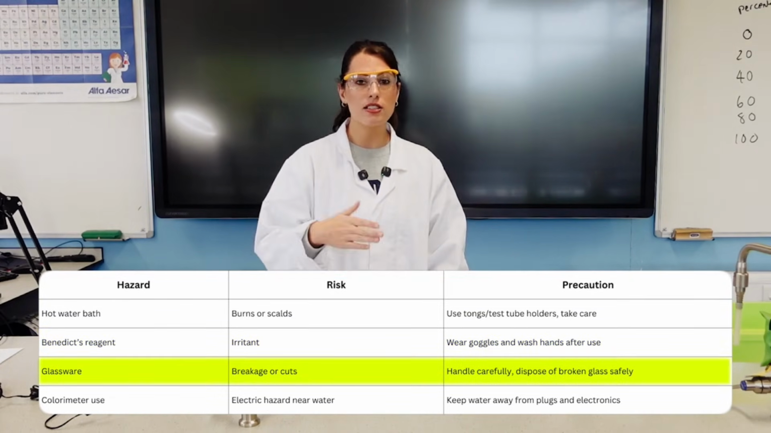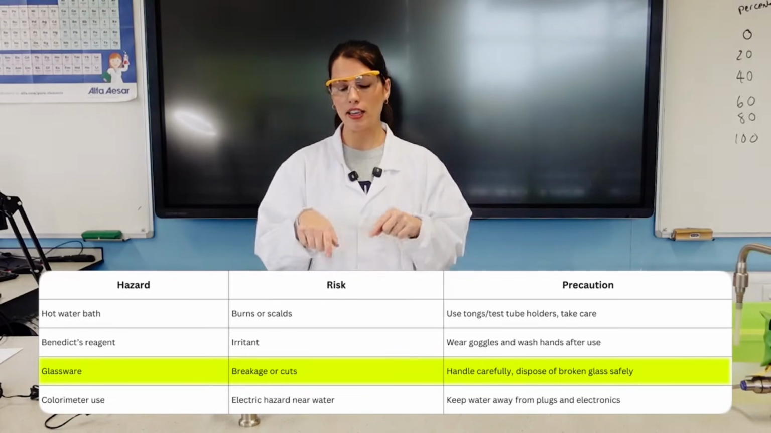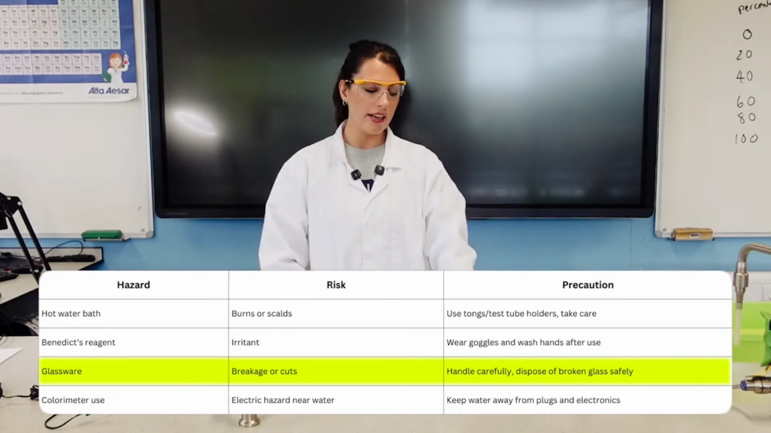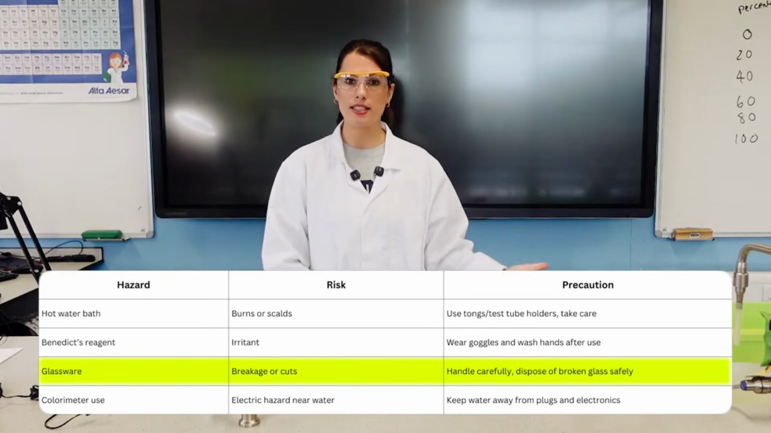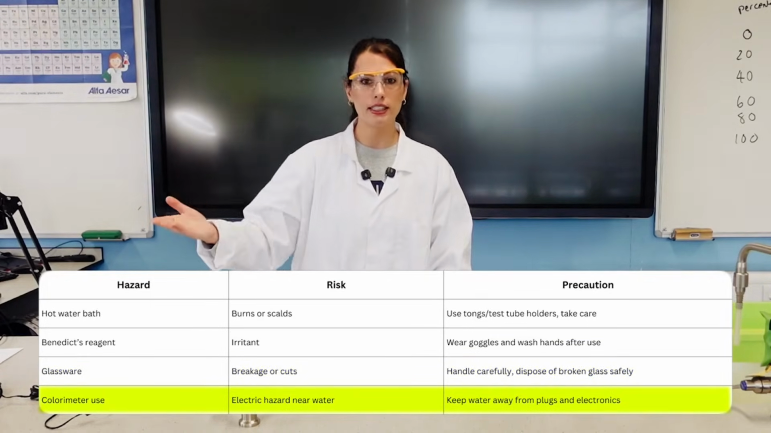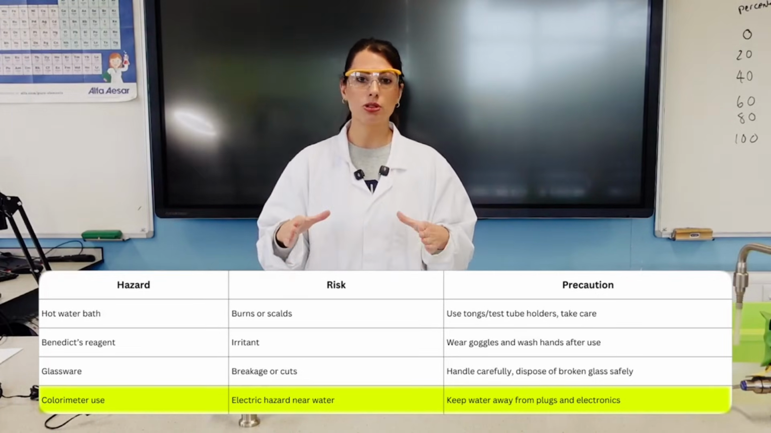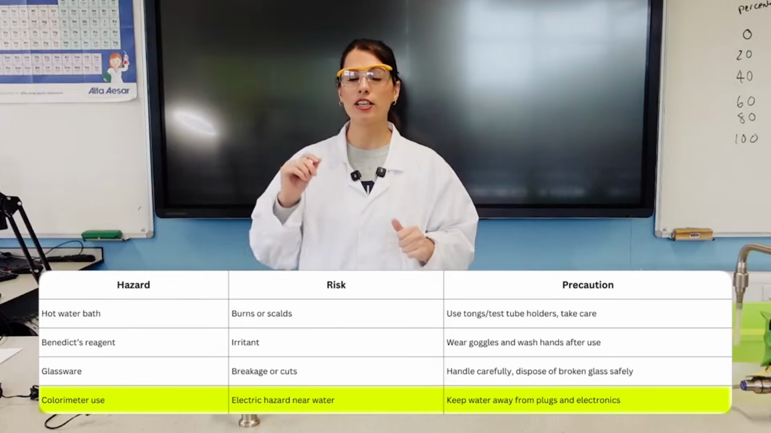The glassware could smash and cause cuts, so it's really important that we use a test tube rack to hold all of the test tubes, not leaving any on the table so they could roll off and smash. And then the final one to be aware of is our colorimeter is plugged into the mains and we have liquids here. So any spills must be cleaned up straight away so we don't get any liquid onto the plug socket. So let's get into the method then.